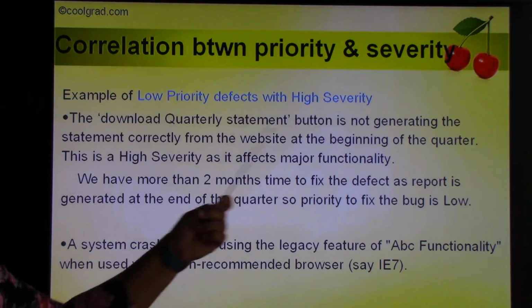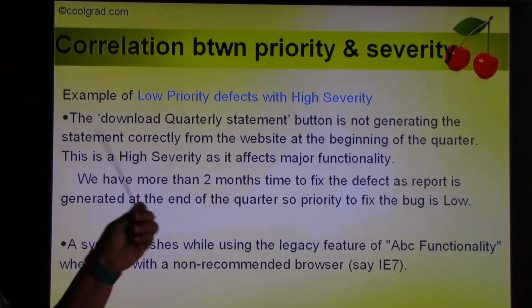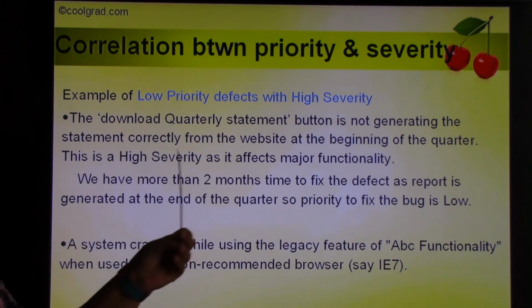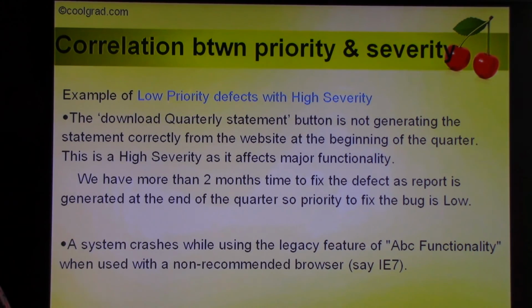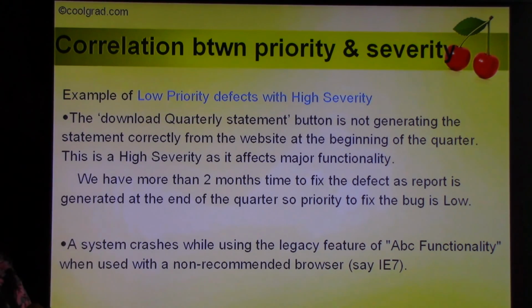Low priority defects with high severity. For example, the download quarterly statement button is not generating the statement correctly from the website at the beginning of the quarter. This is a high severity defect as it affects major functionality. So suppose there's a button called download quarterly statement. So people click on that and it gives you the statement for the entire quarter. Suppose that link is not working. That is a high severity defect, right? It's a major problem and there is no workaround. It's not crashing anything, but it's definitely S2 or maybe even S1.